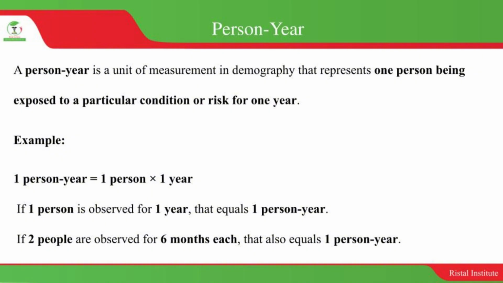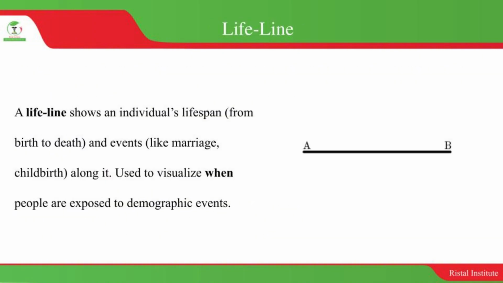We can visualize this using lifelines, a tool demographers use to track individuals from birth to death and mark the events that happen in between. Imagine a horizontal line from birth, point A, to death, point B. If someone gives birth at age 25, we mark that event on the line. These diagrams help us understand when people are exposed to the risk of different events. For example, if we're studying fertility, we only consider the lifelines of women of childbearing age because others are not exposed to the risk of childbirth.